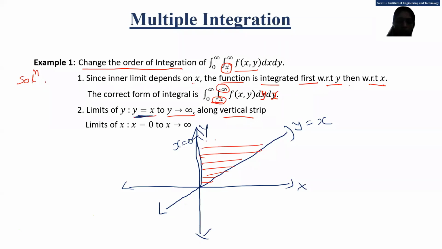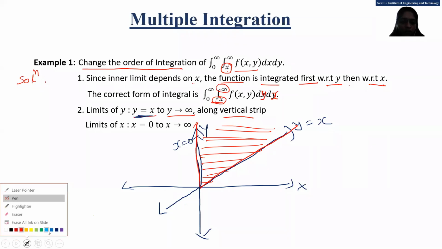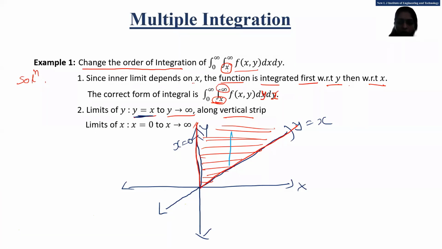Right? Because see here, y equals x, y tends to infinity, x equals 0. X equals 0 means this one, and there is no limit. So this is our region of integration. Here, the first limit is of y. So they have given us a vertical strip. Okay, they are talking about a vertical strip.